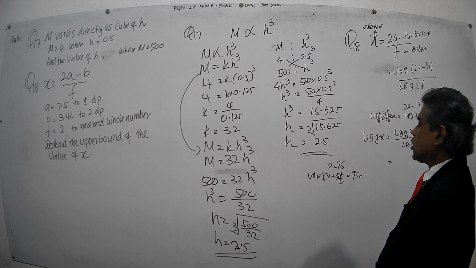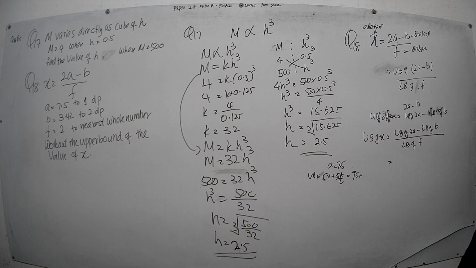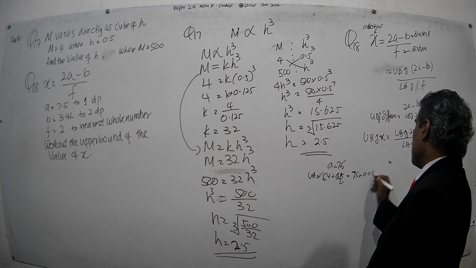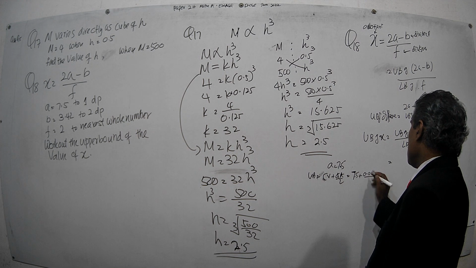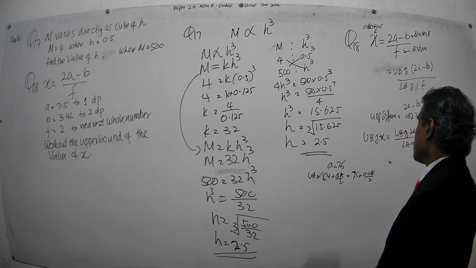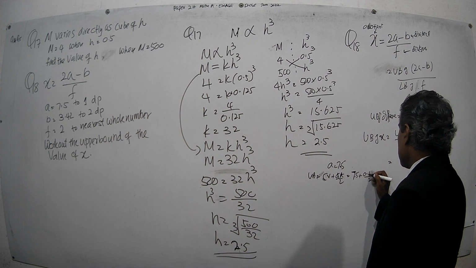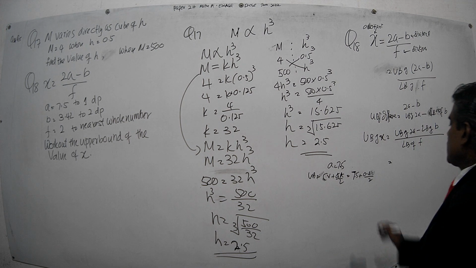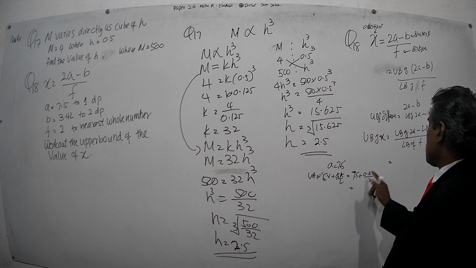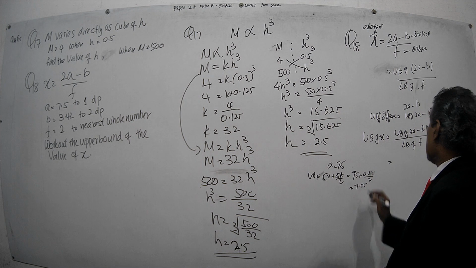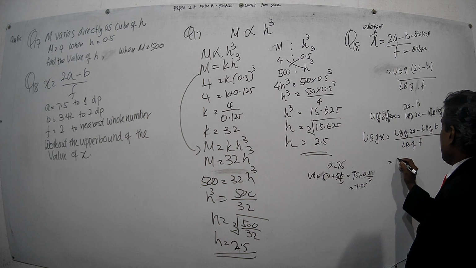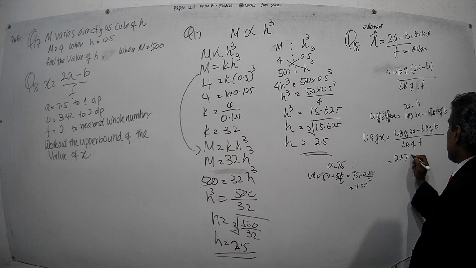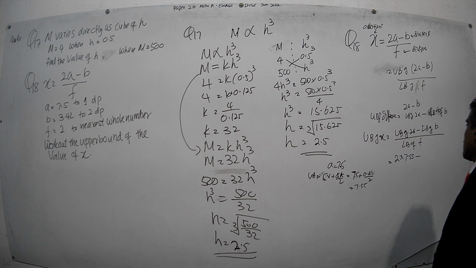Correct to 1 decimal place means the degree of accuracy is 0.1, over 2. We take the first decimal place. Then the upper bound of A is 7.55. Then minus the lower bound of B.